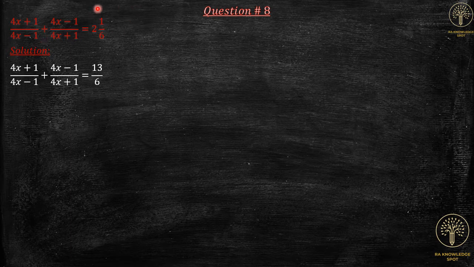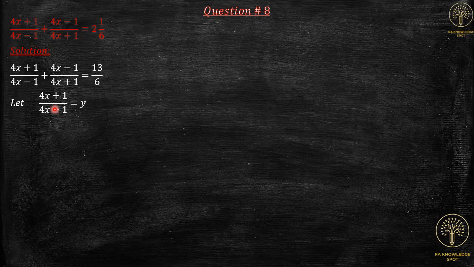First you have to open this. This is called the mixed fraction or the compound fraction. There is no need to do anything with that part. It will be as it is. First you have to solve: 6 2s are 12, plus 1, 13 divided by 6. Now we have to suppose that 4x plus 1 divided by 4x minus 1 is equal to y.